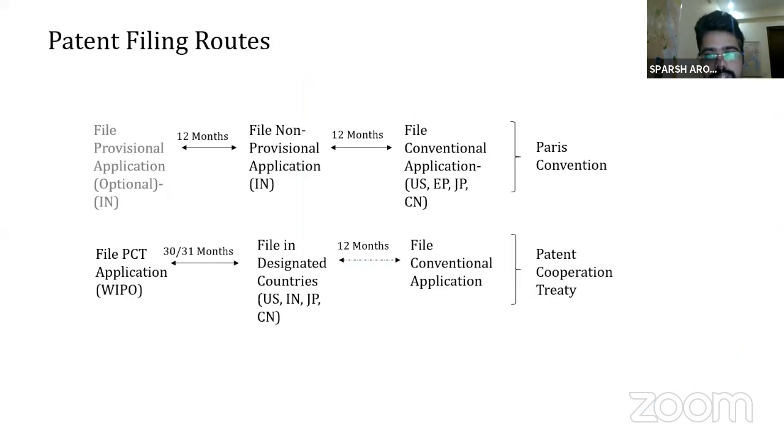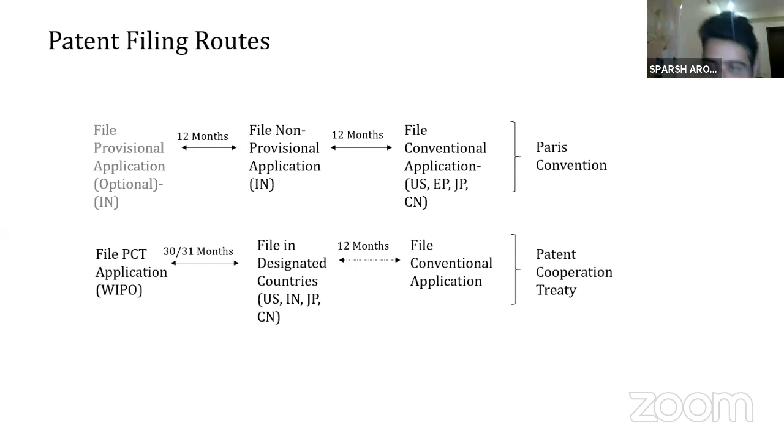Okay, now there are two routes for patent filing in India majorly and even across the world. So one is under the Paris Convention and one is under the Patent Cooperation Treaty. So the Paris Convention route is something where you can first file a patent application in a convention country. Convention country is like India is a convention country, US is a convention country, Europe is considered a convention country. So all those countries which are part of that Paris Convention are considered convention countries.